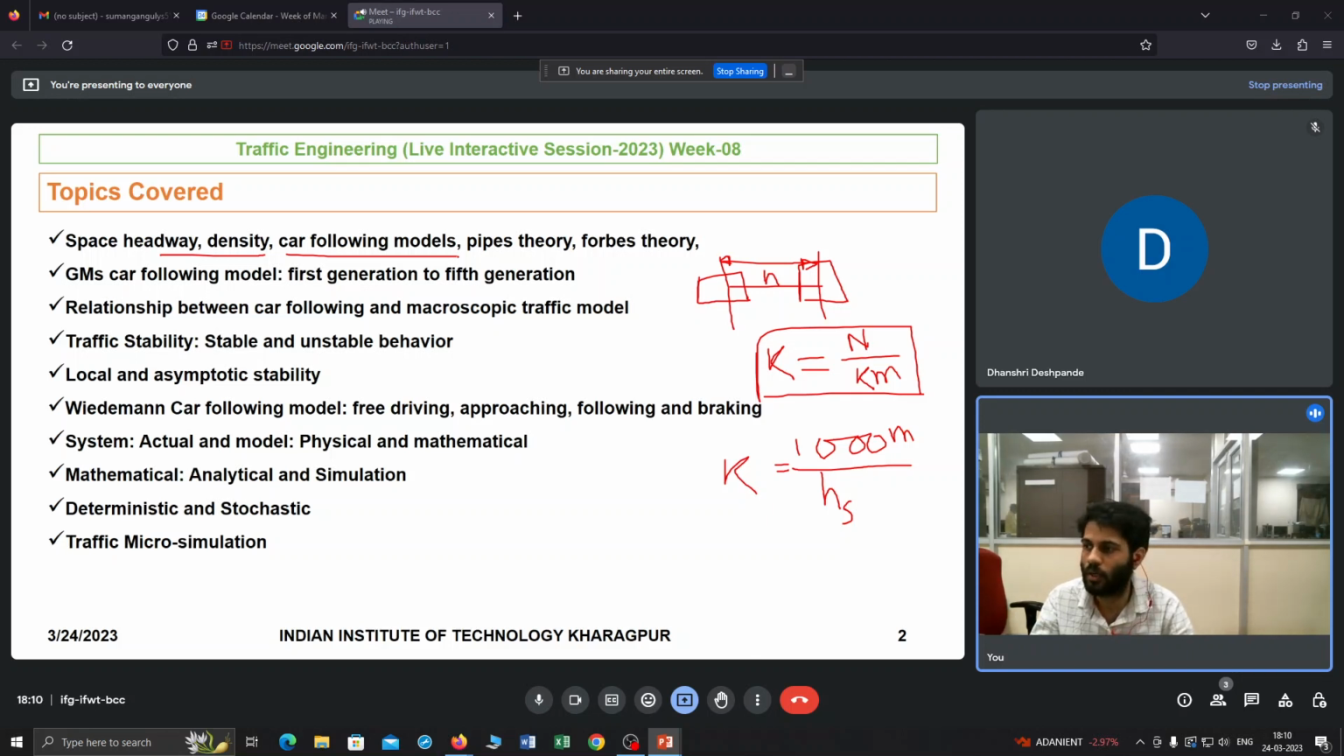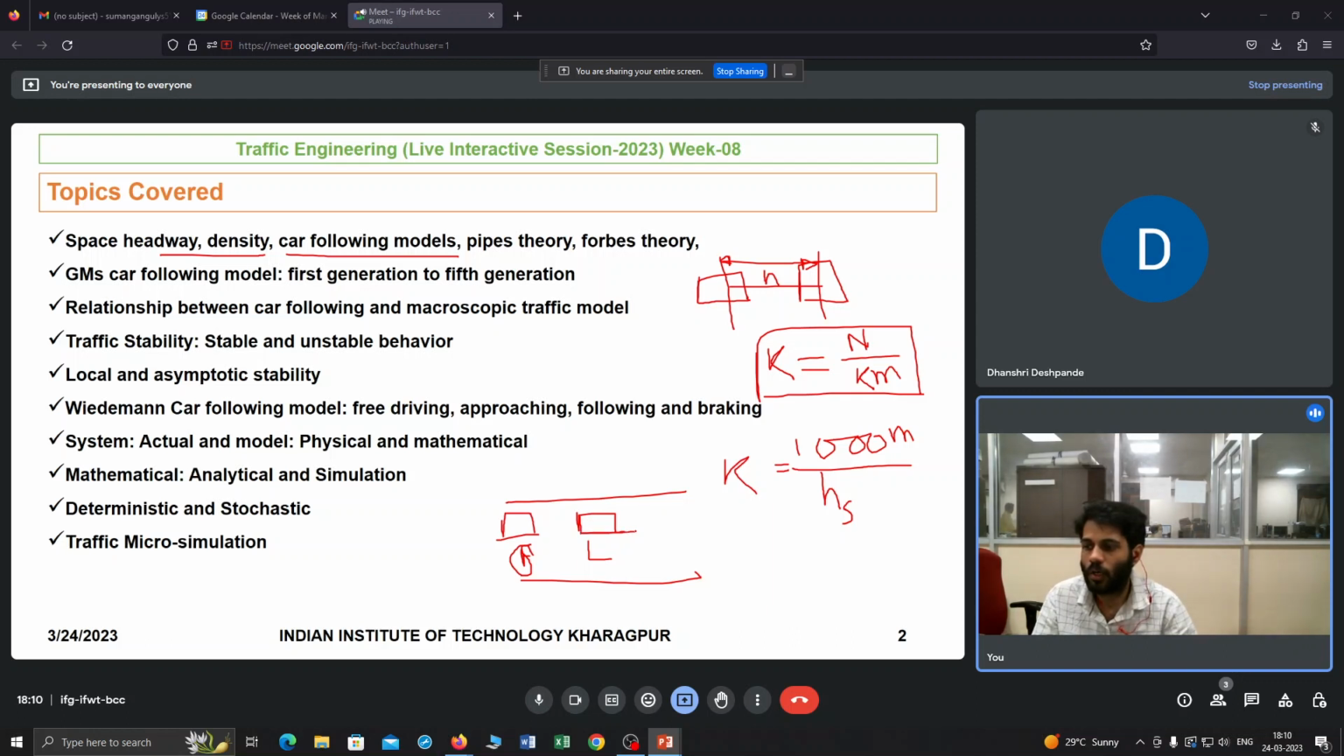Let's understand what a car following model is and why it is necessary. In a traffic stream, one vehicle obviously follows another: there is a lead vehicle and a follower vehicle. This is how vehicles interact on the road, and the response of the following vehicle will depend on the lead vehicle.